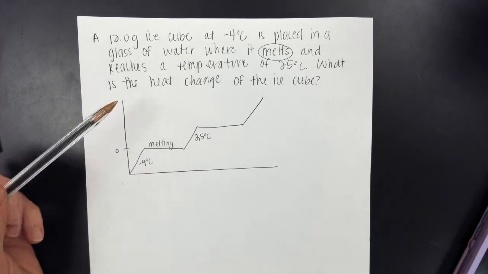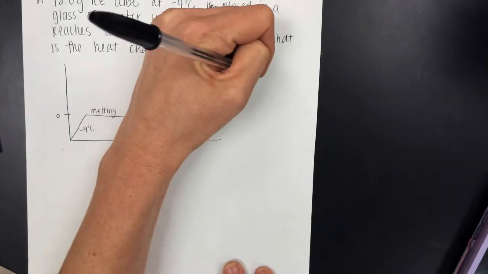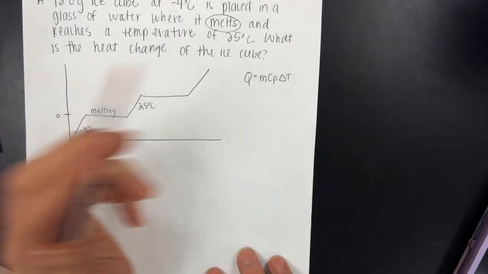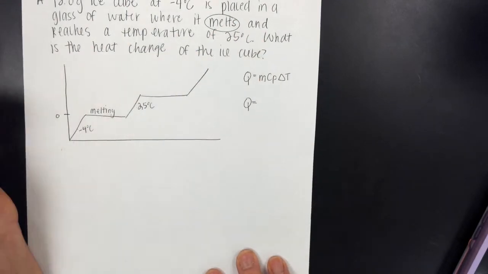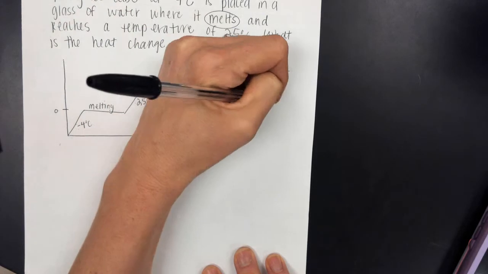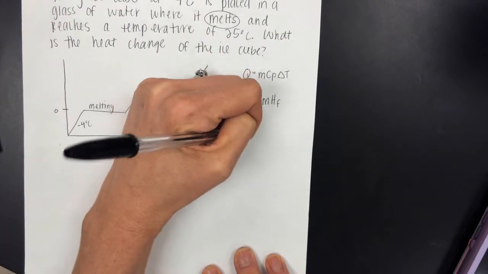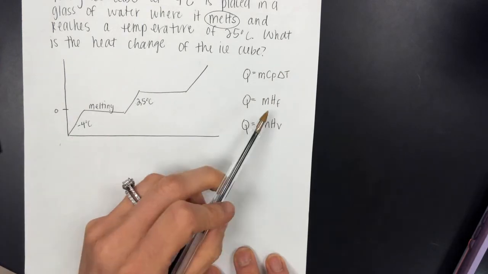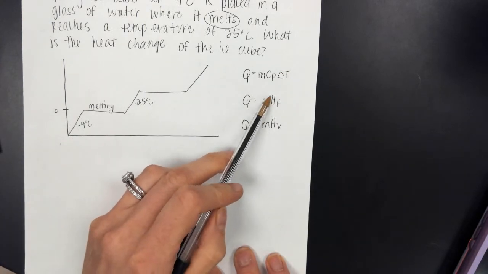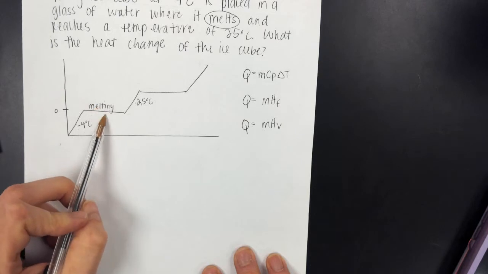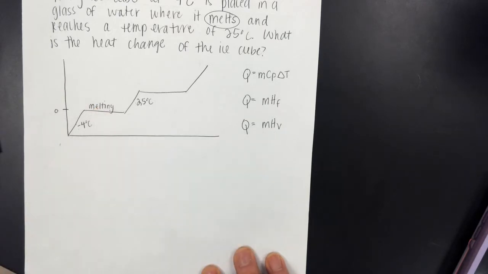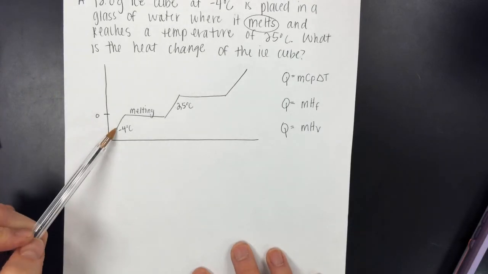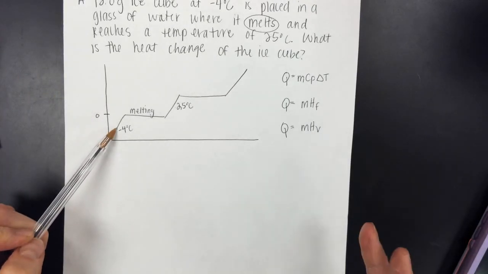Anytime you have a temperature change, remember, you're using Q equals mcΔT. Okay, and anytime you have a phase change, you're looking at either mass times the heat of fusion or mass times the heat of vaporization. Okay, the heat of fusion could either be positive or negative depending if it's melting or freezing. Same with that heat of vaporization. Okay, so I go through and get myself organized before I even deal with the calculation.